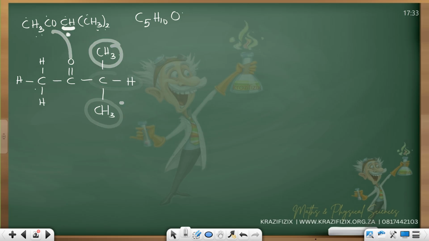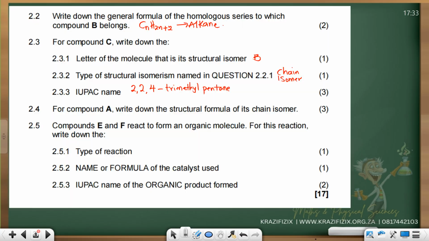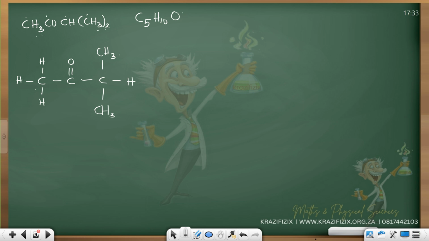All right. What are we supposed to draw? We're supposed to draw a structural isomer. For compound A, write down the structural formula of its chain isomer. Structure means draw. We just move things around. But be careful when moving things around. It must still remain a ketone. Don't move that carbonyl group to the first. Once you do that, it becomes what? An aldehyde.